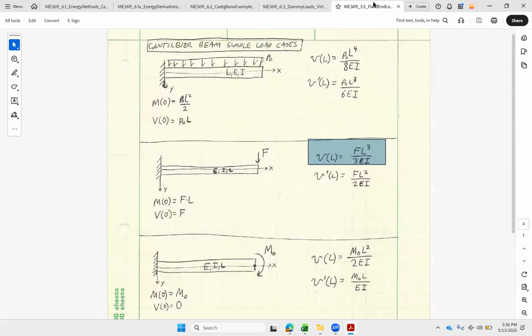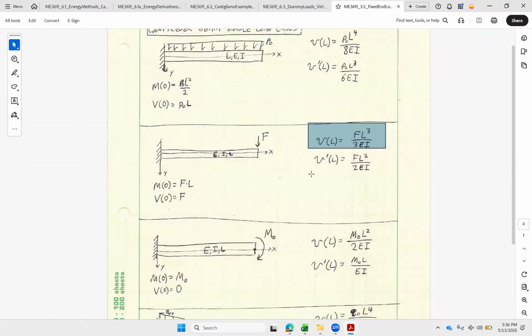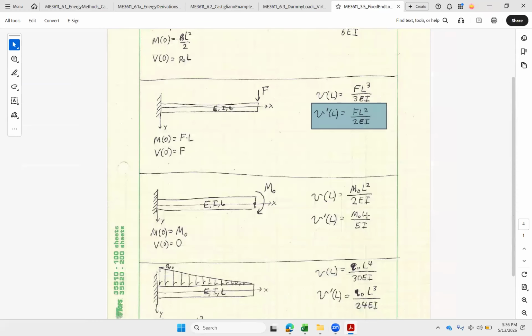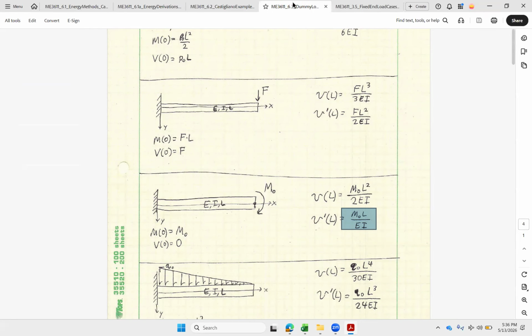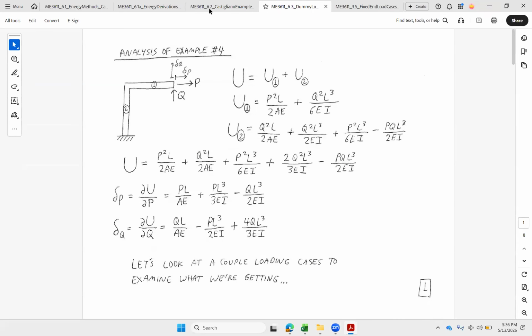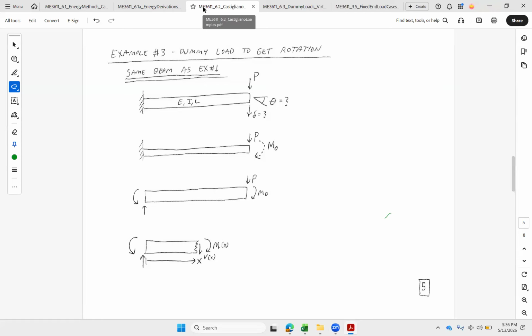Now keep in mind, PL squared over 2EI, M naught L over EI. Thanks to the magic of Castigliano, if we go back and look at the rotation for an end load, sure enough, it's force L squared over 2EI. That's the first term we got in this derivative. And the second term we got in this derivative, M naught L over EI, there it is for the rotation. All right. You're saying, well, why didn't we just do the superposition method? Well, in a simple case like that, sure, we can do that. But in a more complicated case, we're going to be adding up lots of loads.